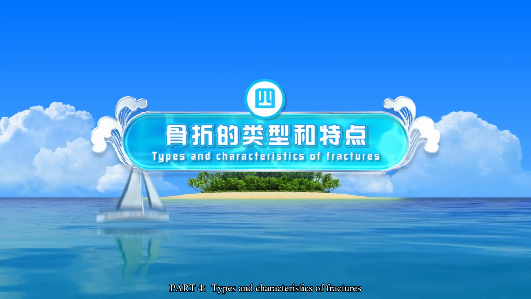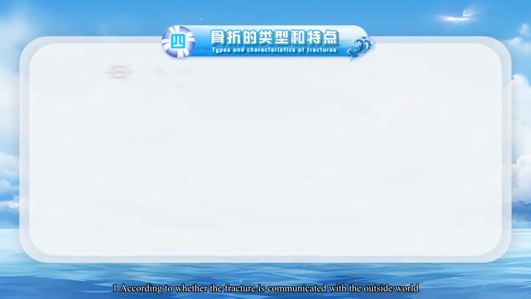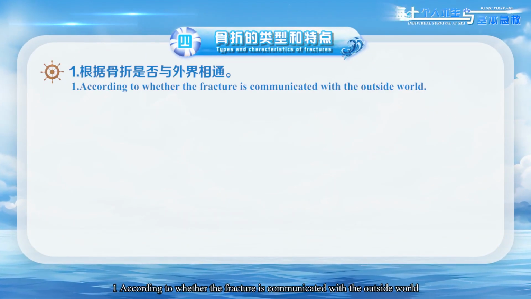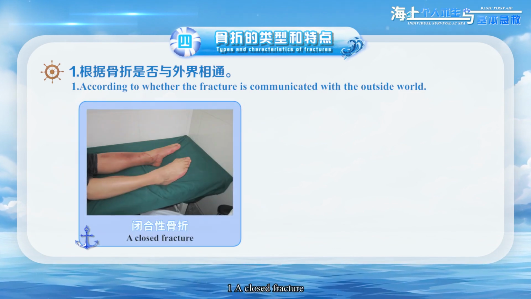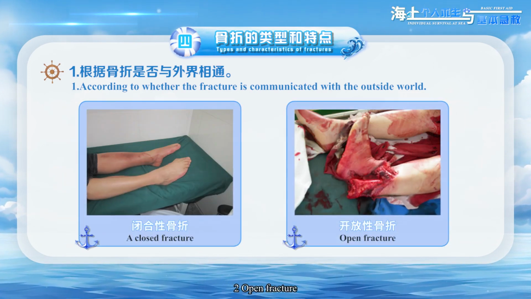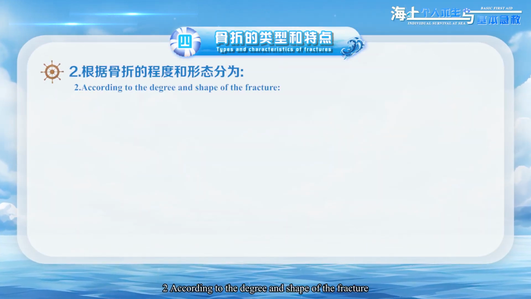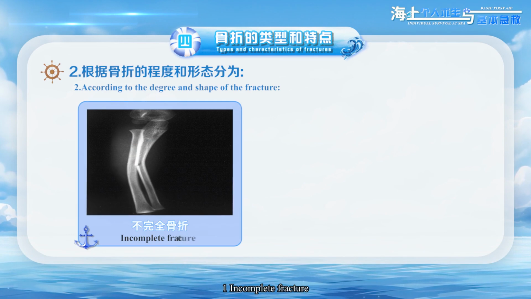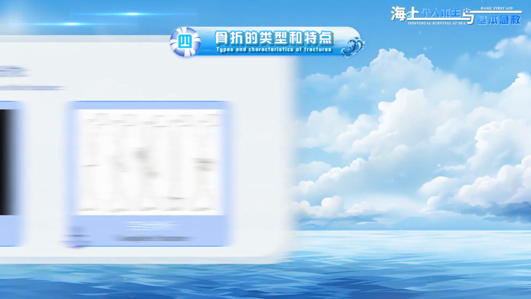Part 4. Types and characteristics of fractures. 1. According to whether the fracture communicates with the outside world: 1. Closed fracture. 2. Open fracture. 2. According to the degree and shape of the fracture: 1. Incomplete fracture. 2. Complete fracture.